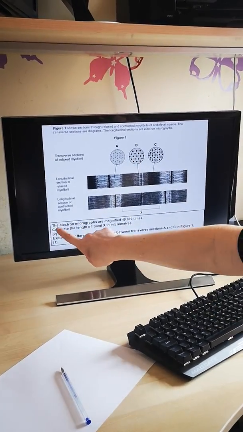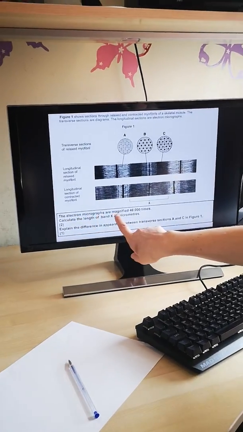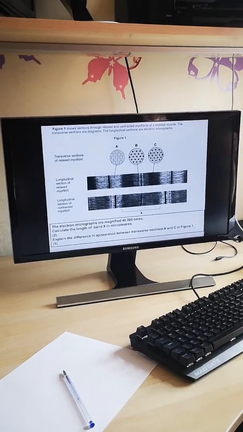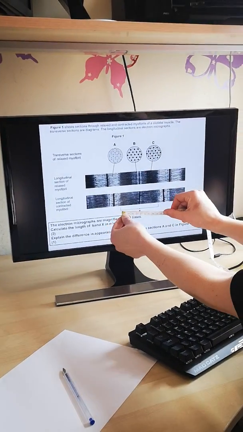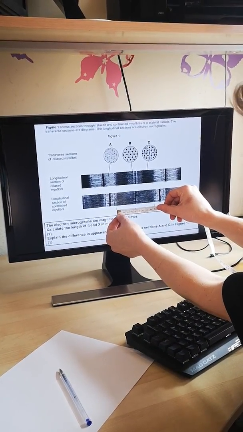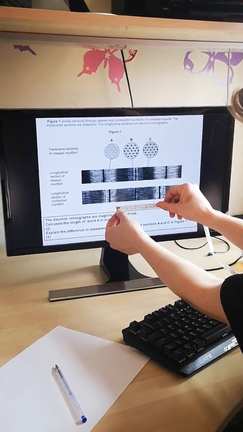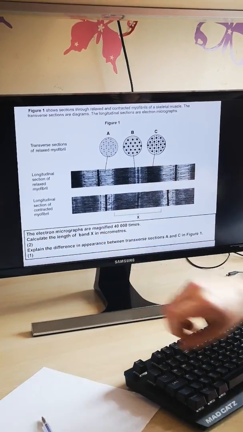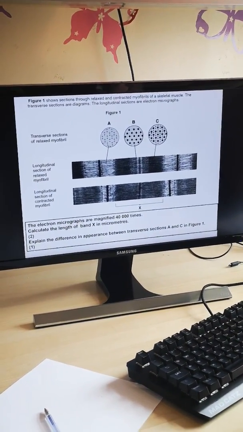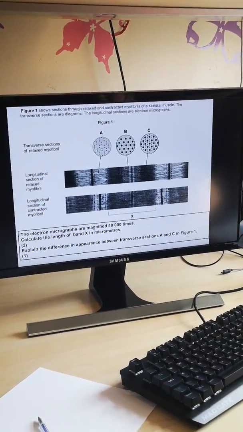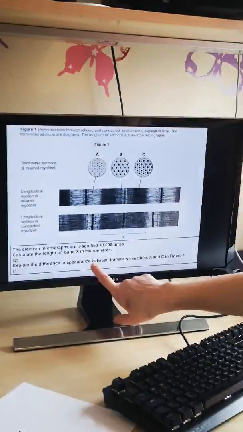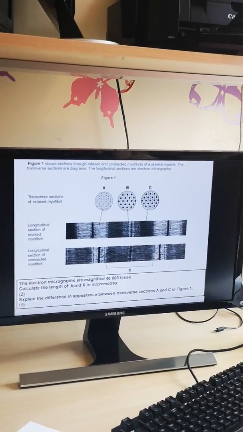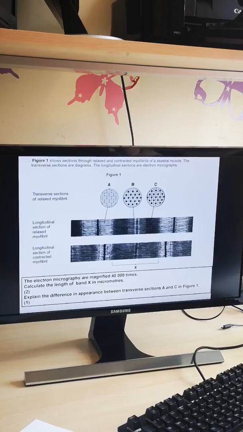Okay, so the question first of all asks you to calculate the length of band X. For that you will need the length of X as an image size in millimeters, which is 95 millimeters. You can use that to calculate the real length of band X. And then you need to explain the difference in the transverse sections A and C. So if you pause there and give it a go, we're going to go through the answers now.